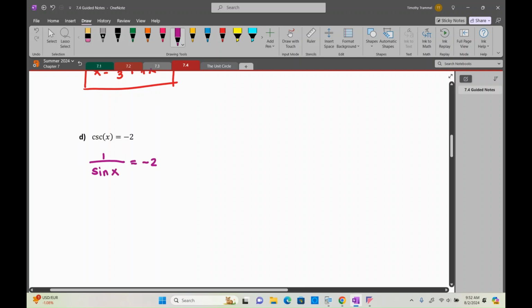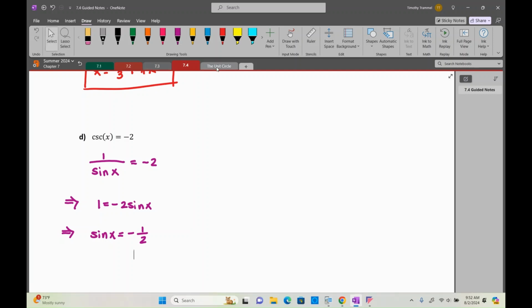And then I could multiply. I'm going to try to isolate sine of x, by the way. I could multiply both sides here by sine of x, and then I could divide each side by minus a half. And so I get sine of x is equal to minus 1/2. And so then we just need to go find on our unit circle where this happens.